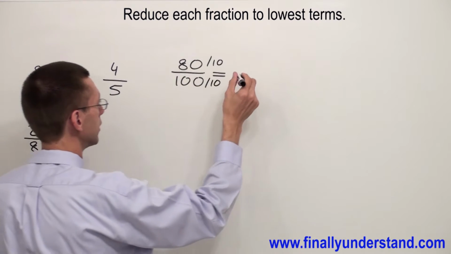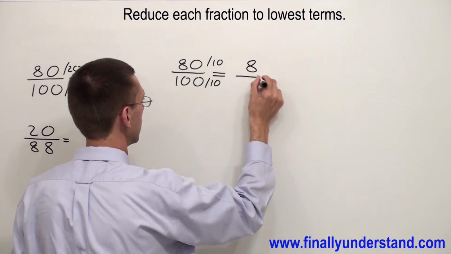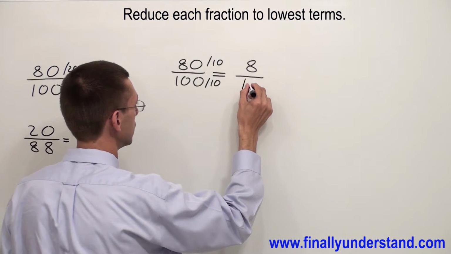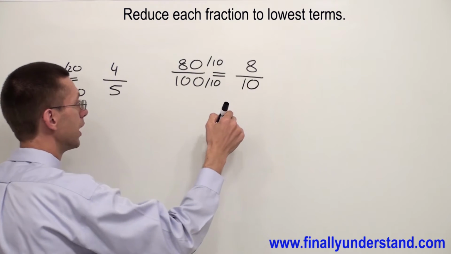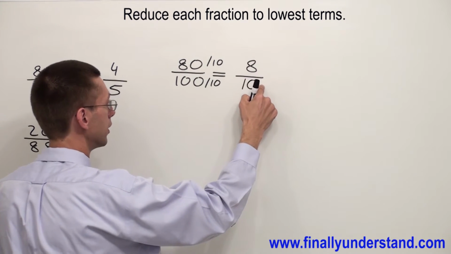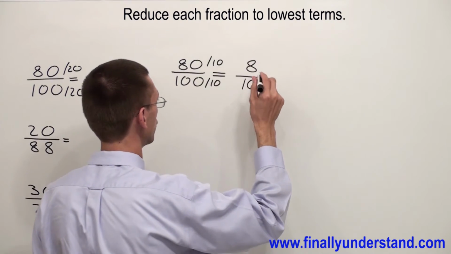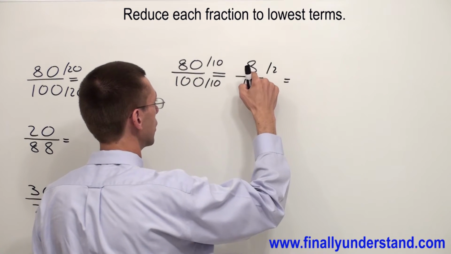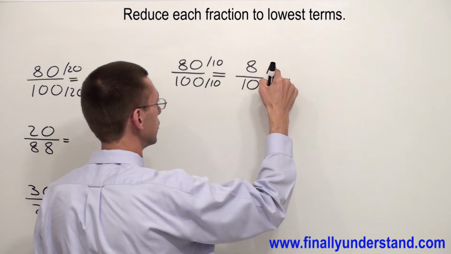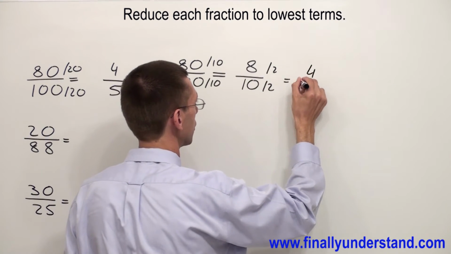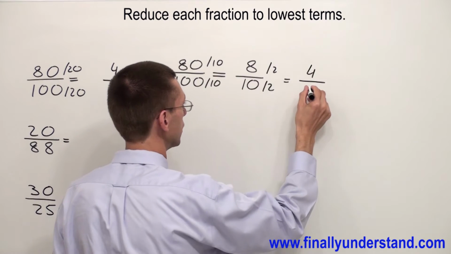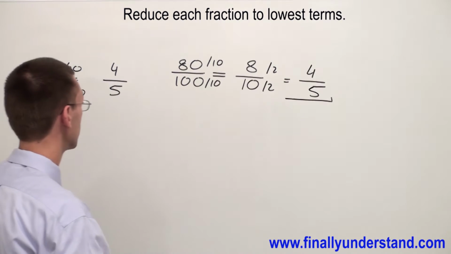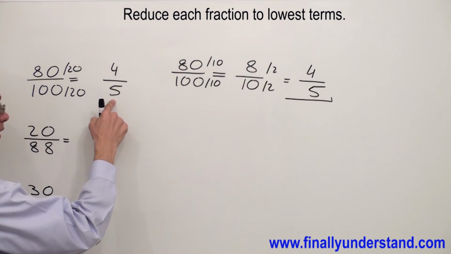80 divided by 10 is equal to 8. 100 divided by 10 is 10. Okay? We have even numbers. Even numbers are divisible for sure by 2. So I have 8 divided by 2 is 4. 10 divided by 2 is 5. I got the answer 4 over 5. As you can see, this is the same answer which I got at the beginning.